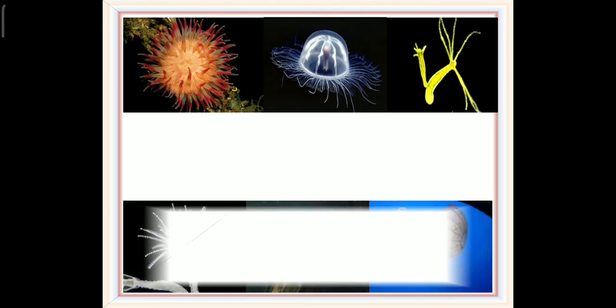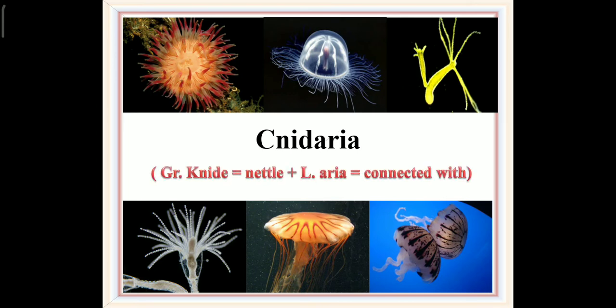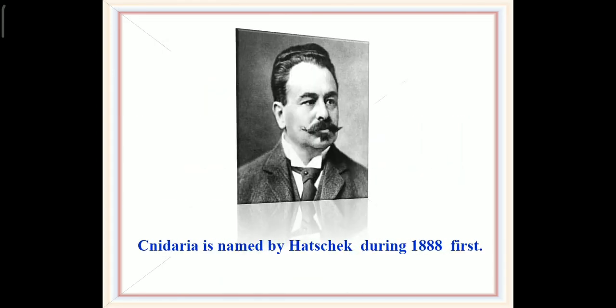Now let's discuss the second non-chordate phylum, that is the Cnidaria. Cnidaria actually comes from the Greek word knide, which means nettle, and the Latin word area connected to it. Now, Hatschek in 1888 first coined the name Cnidaria.